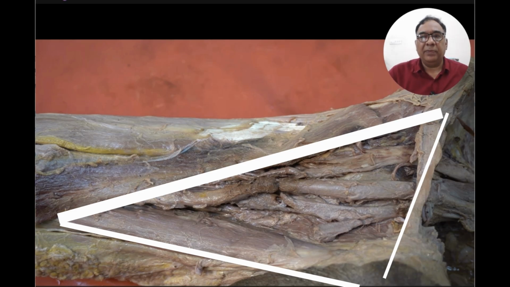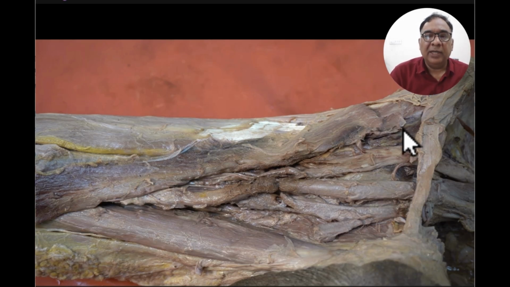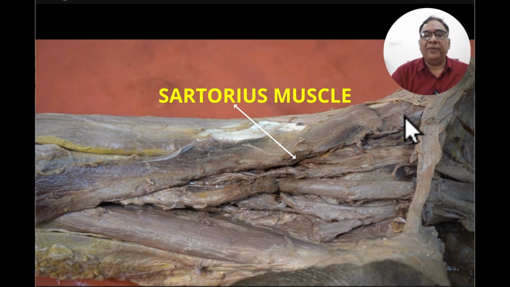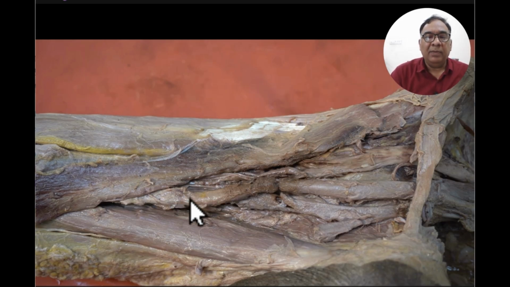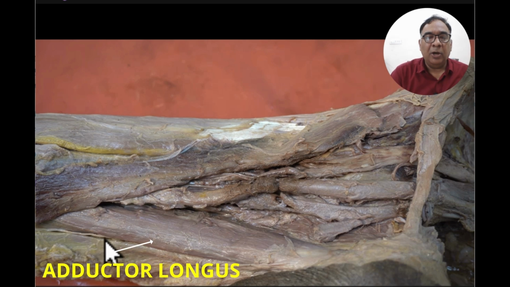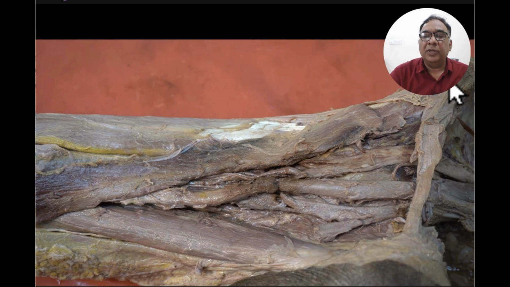First we will see the boundary of the femoral triangle. It has lateral boundary, medial boundary, base and apex. The lateral boundary is formed by the medial border of the sartorius muscle and the medial boundary is formed by the medial border of the adductor longus muscle. Sartorius muscle takes origin from the anterior superior iliac spine and adductor longus muscle takes origin from the anterior surface of the body of the pubis. The base of the femoral triangle is formed by the inguinal ligament.